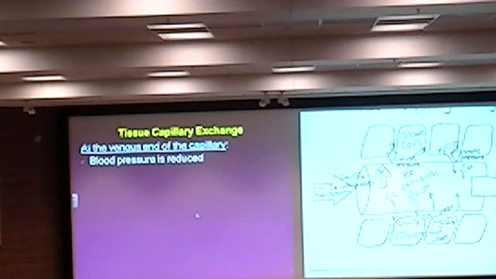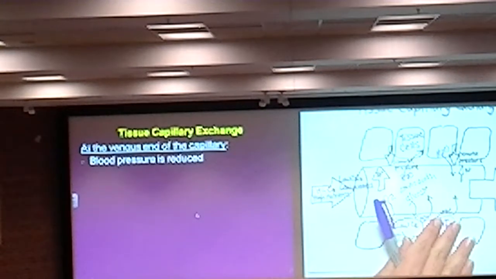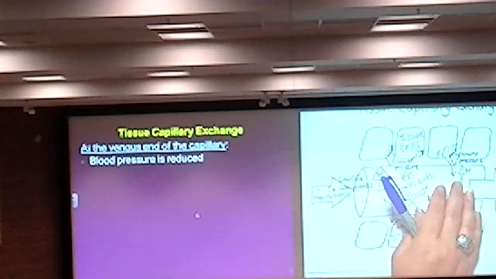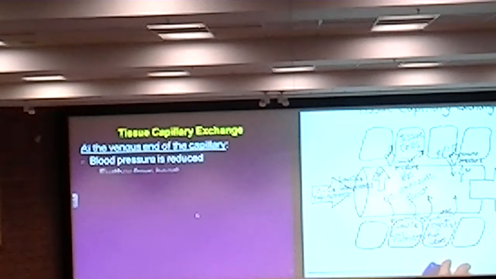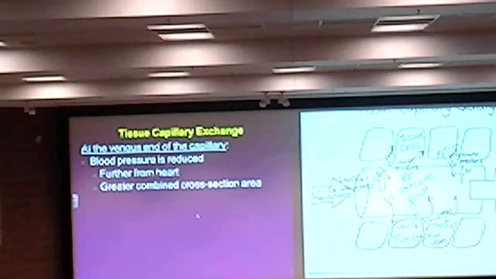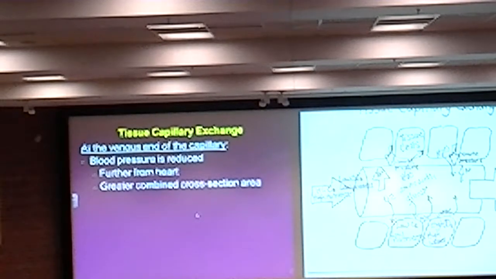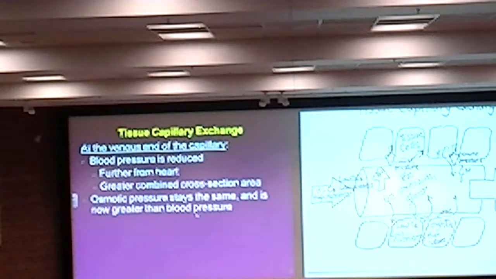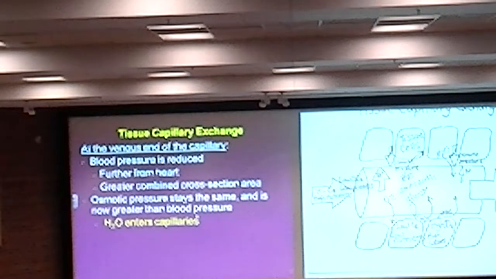Now, kind of down near the other end, the blood pressure has been reduced. We've gotten further away from the heart. We've gone through this big space in the capillaries, combined anyway. So we're further from the heart. We've got this greater combined cross-section area inside the capillaries, so blood pressure has now decreased so that it's lower than osmosis. And so osmosis now pushes the water into the capillaries.